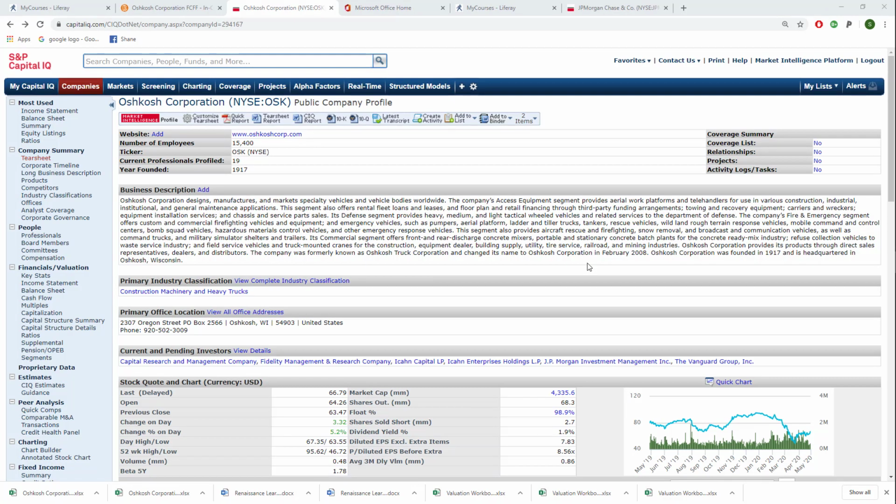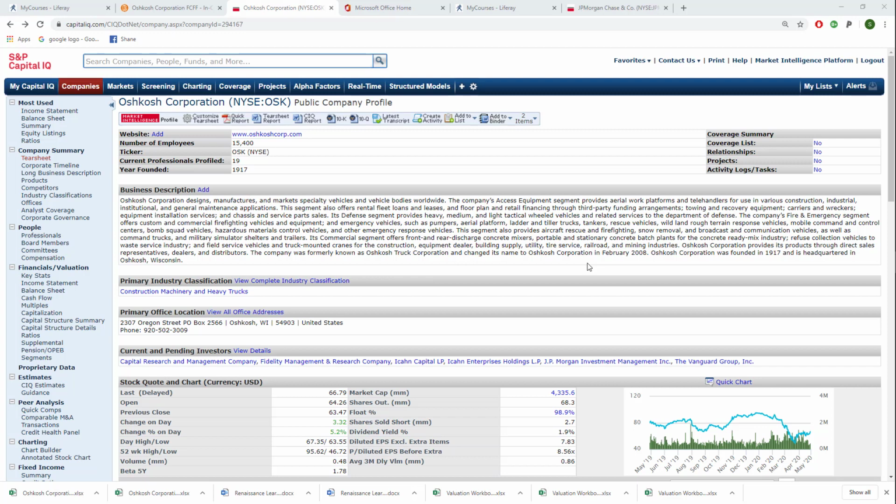The second firm that we're going to value is Oshkosh Corporation. Oshkosh Corporation is a company that builds specialty vehicles, and these include aerial work platforms. They include fire trucks, fire engines, a lot of large military vehicles, trash trucks, things like that.